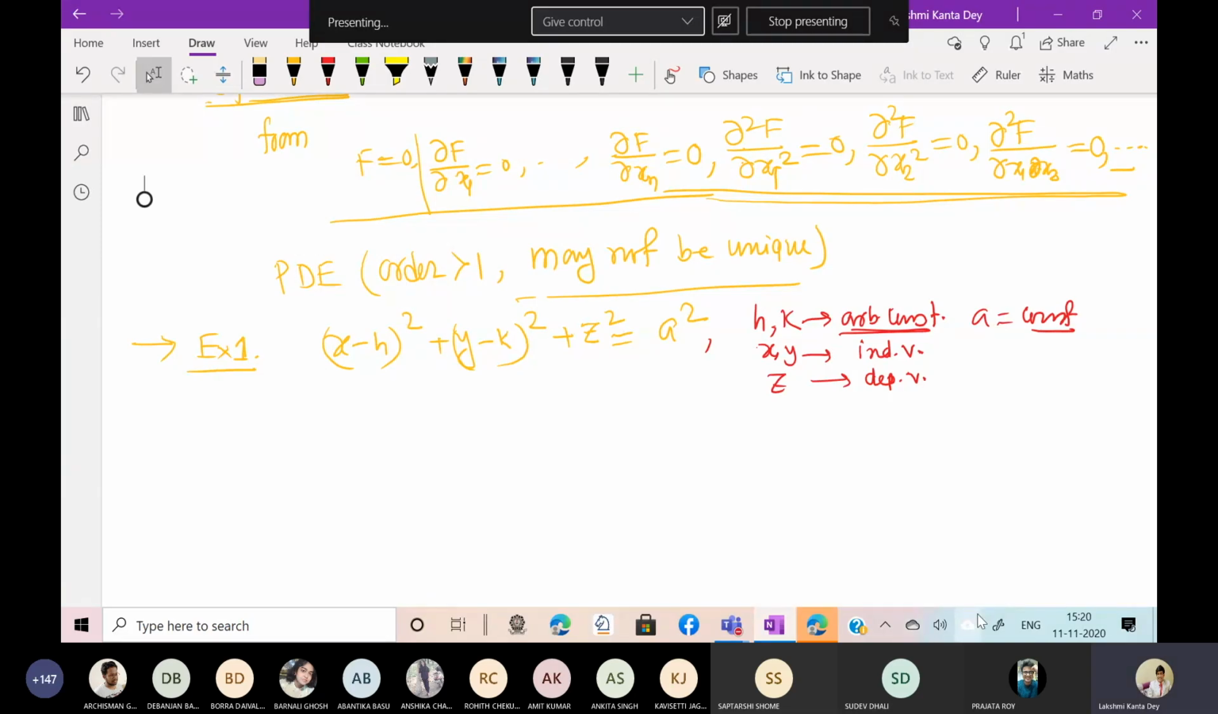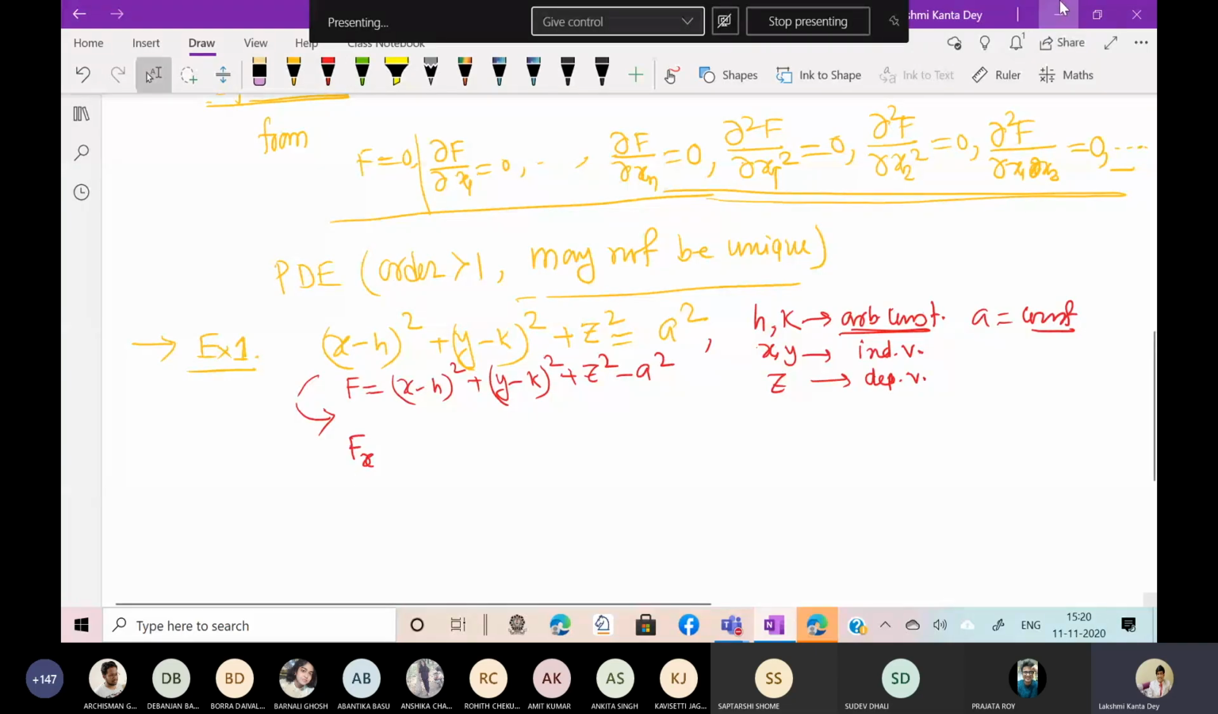So if we differentiate with respect to x, what is del f? Suppose this is your f. The above equation is the equation of a sphere, a 3D sphere. Not just the equation of a sphere, this is a system of equations of spheres. If you change your h and k, your equation of sphere will change. Clear? f x is 0.